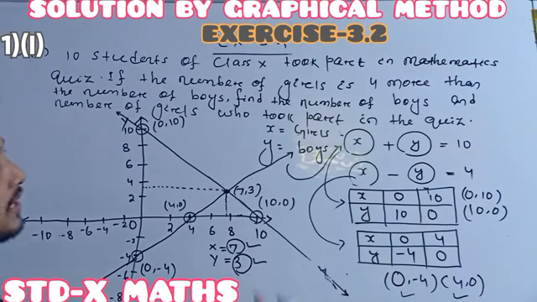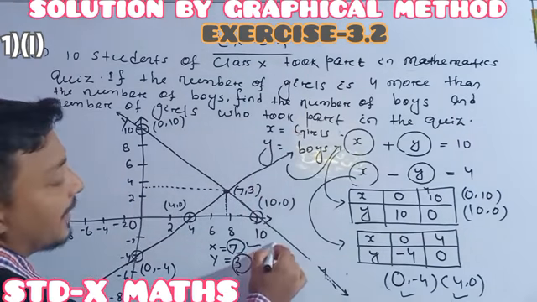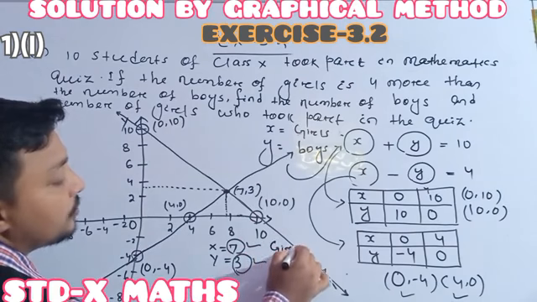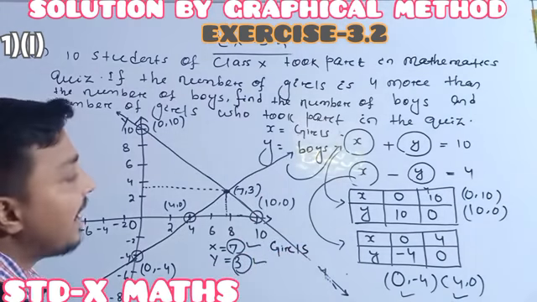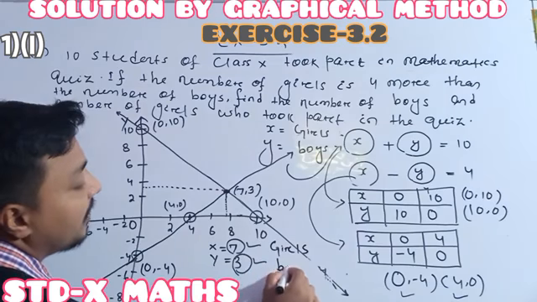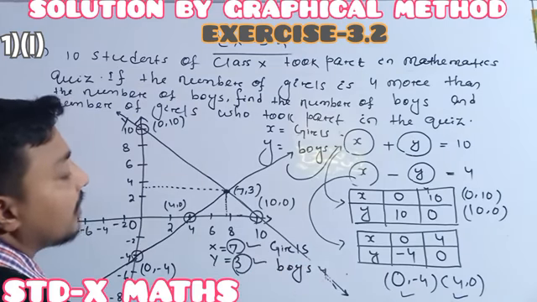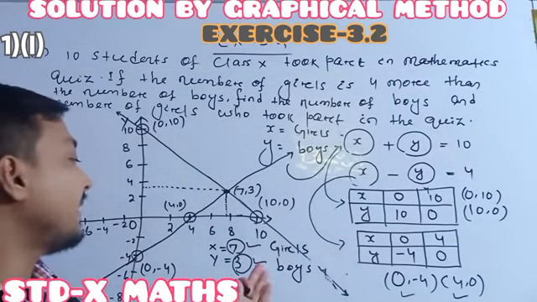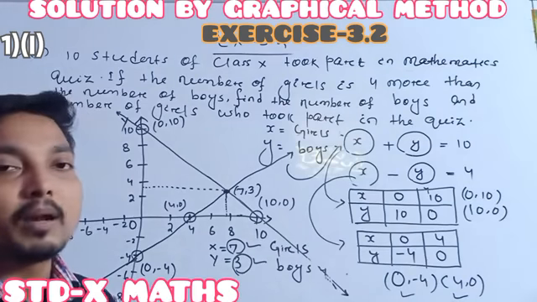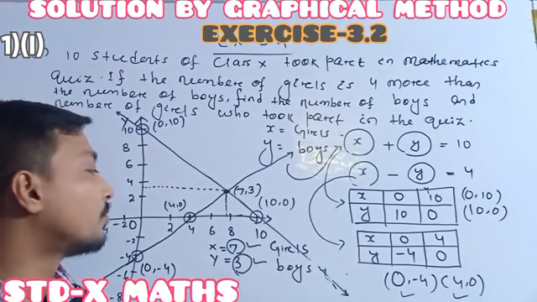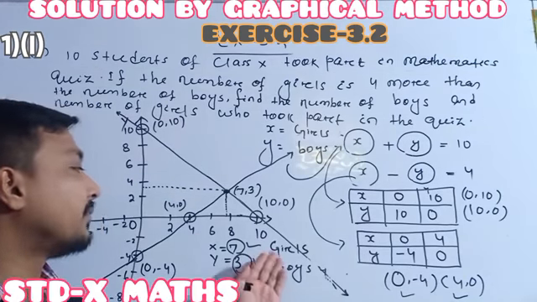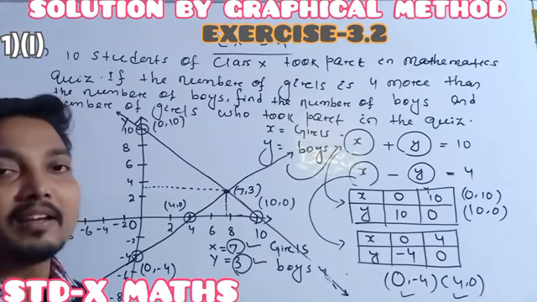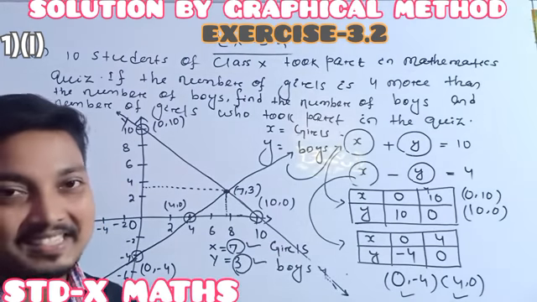We choose x on behalf of the number of girls, and y on behalf of the boys. So the number of boys who participated in the mathematics quiz is 3, and the number of girls who took part in the mathematics quiz is 7. Understood this question? Is it easy or difficult?